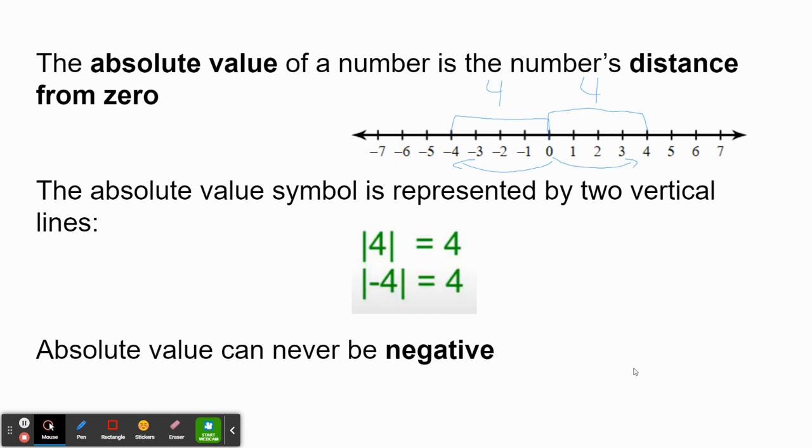The absolute value can also never be negative. We'll talk more about that later. So it's the distance away from 0 that we're looking for.